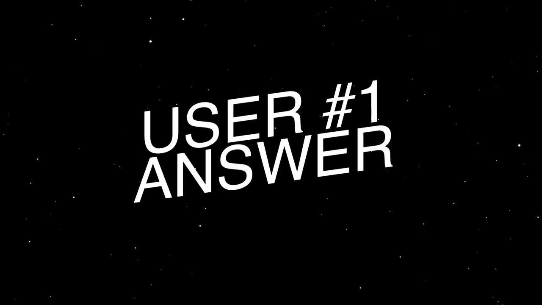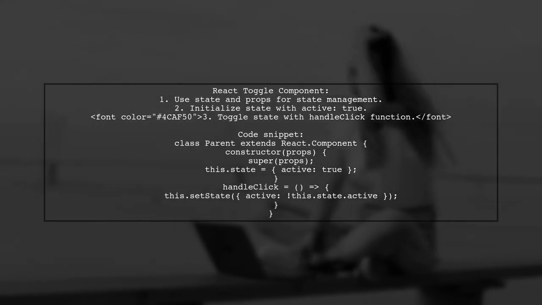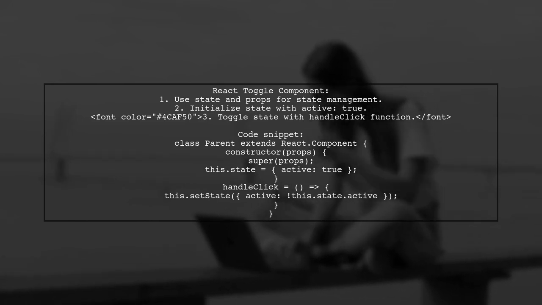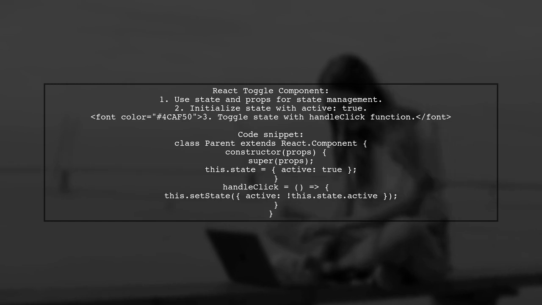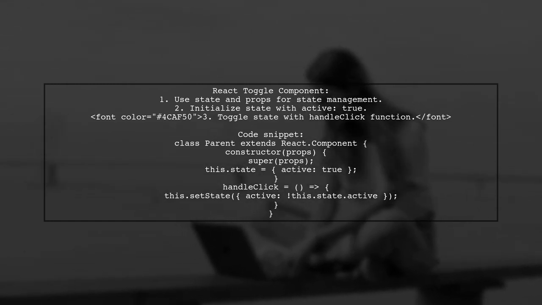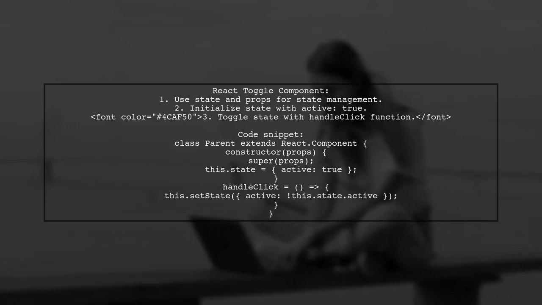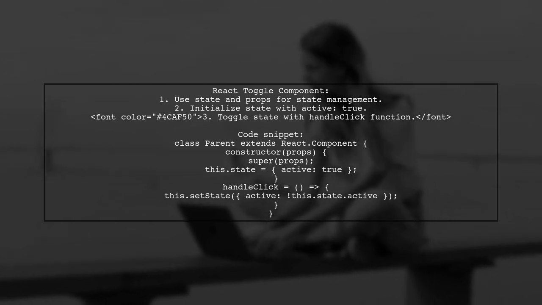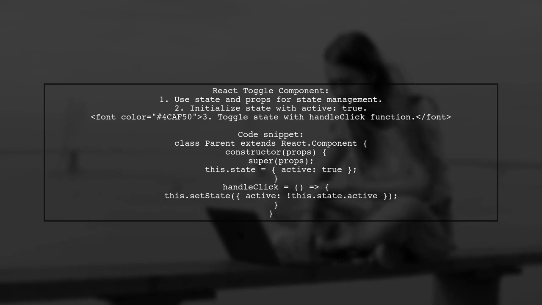Let's now look at a user-suggested answer. To create a toggle component in React, manage your app state using state and props. In the example, a parent component initializes state with an active property set to true. The handleClick function toggles this state. The render method conditionally displays a child component based on the active state and includes a button to trigger the toggle.